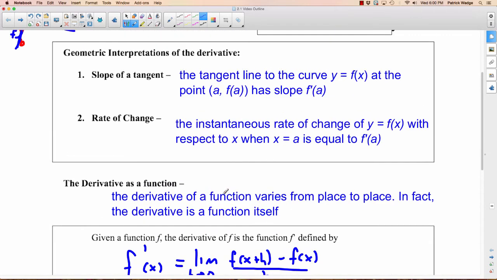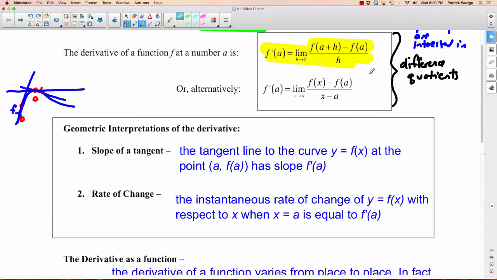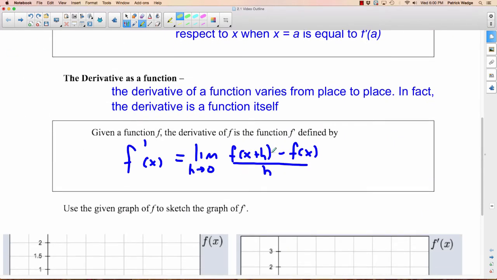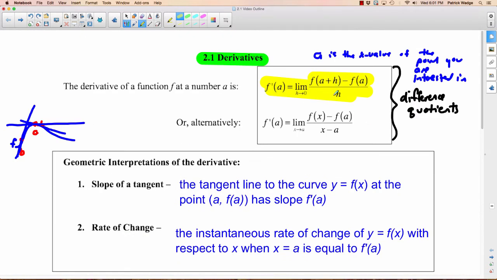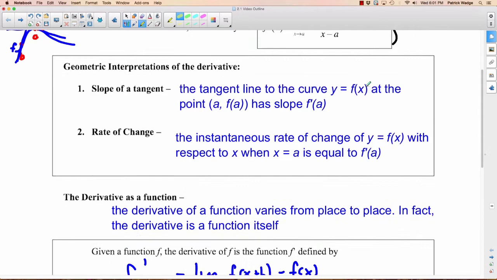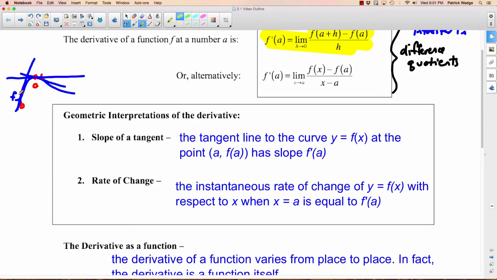But if you compare that to this up here, I'll just highlight it, it's pretty well exactly the same, isn't it? The only thing different is that we have a plus h and an a here, and we have x plus h and x here. Why is that? Because in this equation up here, we had a certain point a, which was the x value of the point you're interested in, right? In this formula here, the x can refer to any single one of the points on this function.